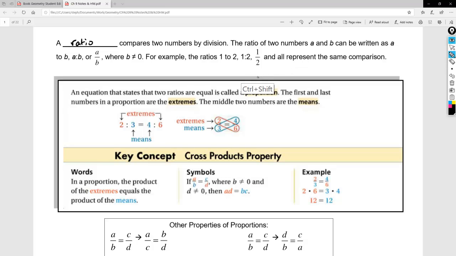Now if I have an equation relating to ratios, that's what we call a proportion. Within this, the first and last numbers in my proportion are the extremes. They're like way out there, right? The middle two numbers are the means, so they're more in the middle. When you're writing in fractional form, it doesn't really matter, but when you're writing using colons, you could say that your extremes are the left-hand top and the right-hand bottom, and then the means are the opposite of that.